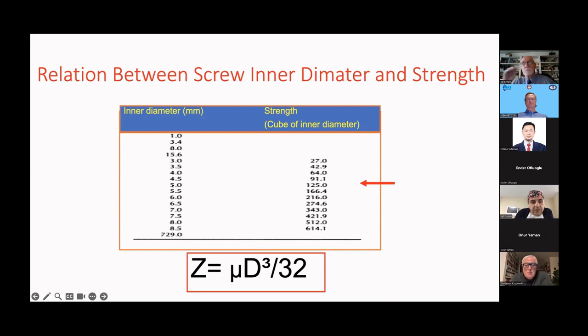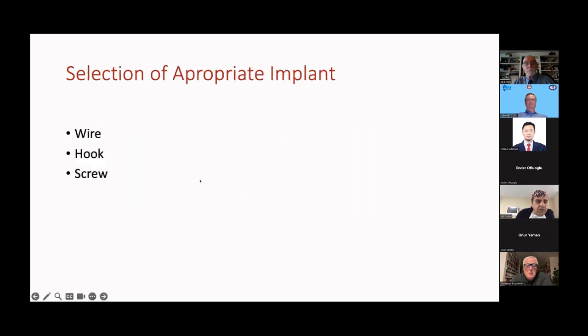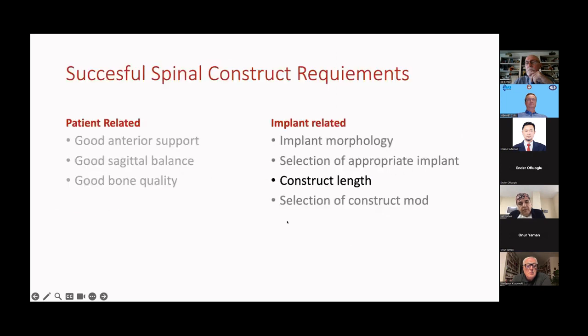For example, in a screw with 5 millimeter diameter, the strength is 125, but if it is 6 millimeter, the strength is 216, almost twice that of the 5 millimeter. This is very important. Therefore, in osteoporotic cases, it's better to use the thicker screw. Selection of appropriate implant also is important, especially in selected scoliosis or osteoporotic cases. We can choose also additional hooks for stability. But we should know that the force center for a pedicle screw is close to the center of the vertebral body, but the force center for a hook is below the vertebral body.